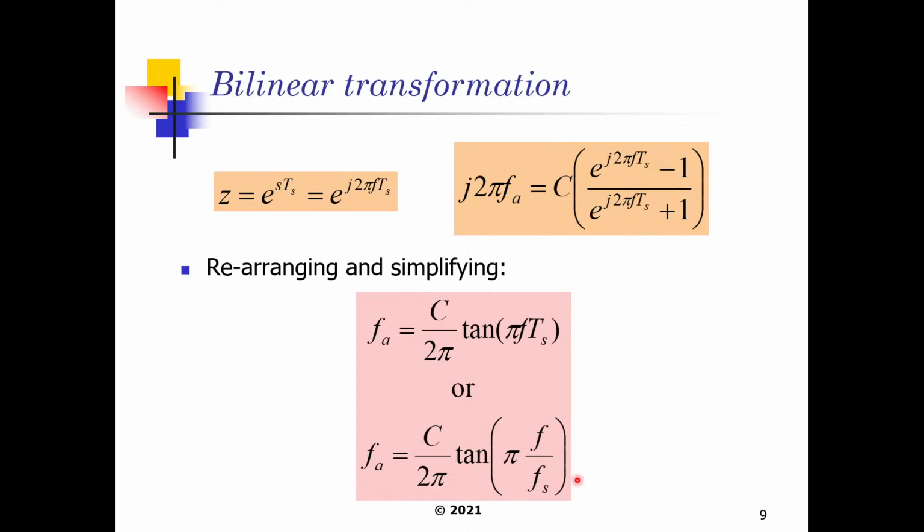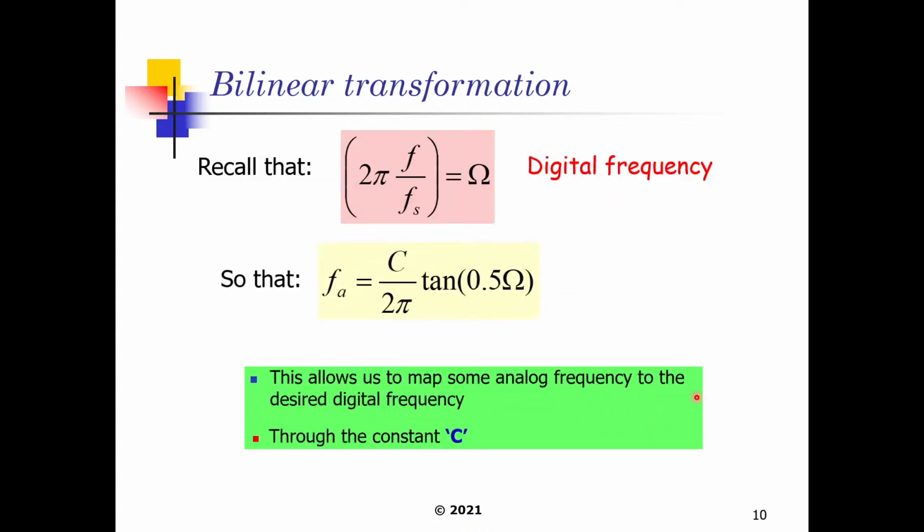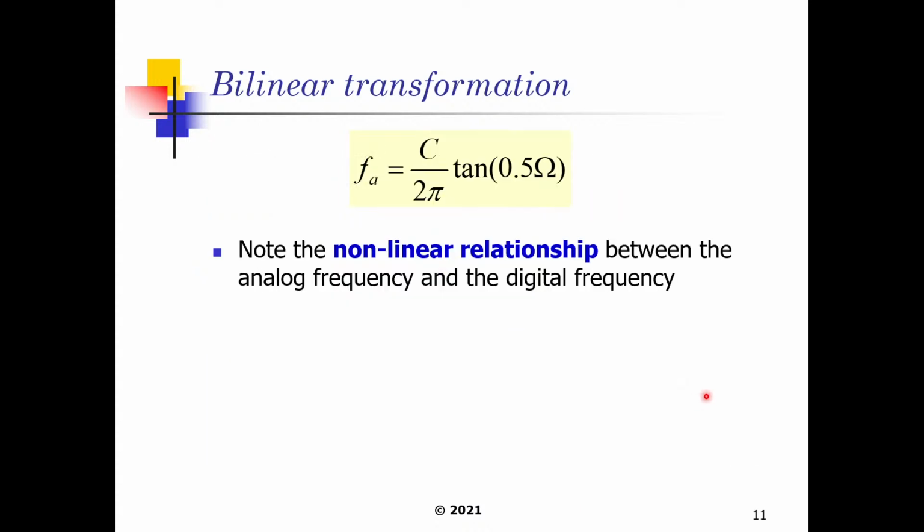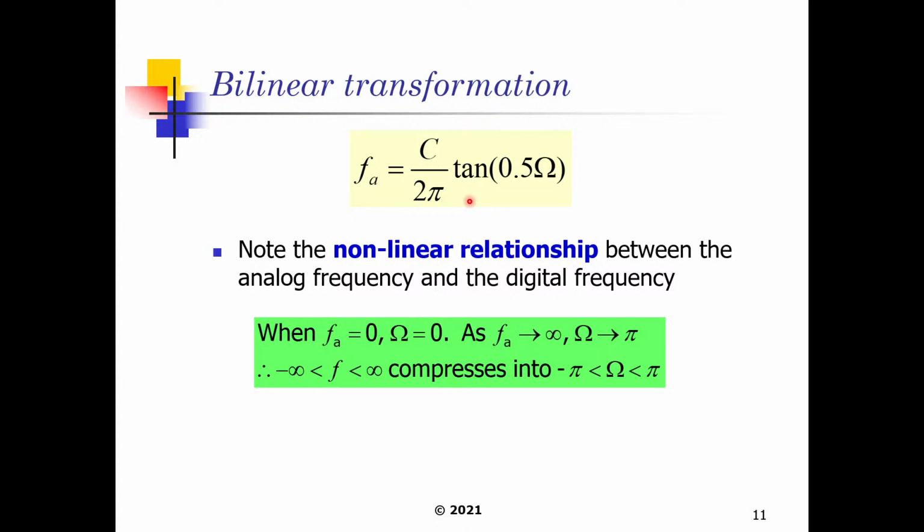The extrapolation here is that f_A is the analog filter cutoff frequency, f is the digital filter frequency, and f_S is the sampling frequency. Now note, because this is a trigonometric function, there's going to be a non-linear relationship between the analog filter frequency and the digital filter frequency. This is basically seen if we watch the limit evaluation of the analog filter frequency and how it maps to the digital filter frequency.